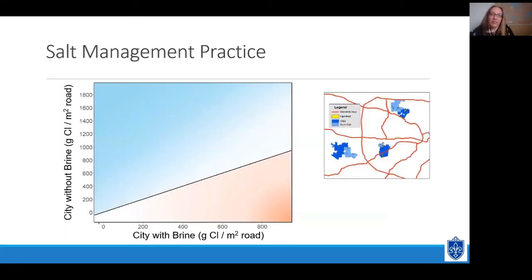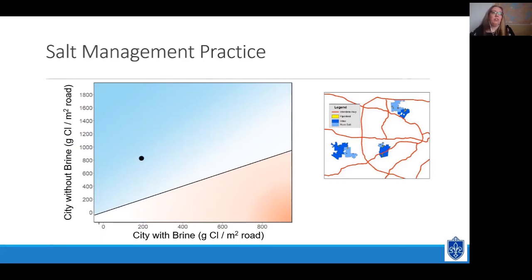So before I actually present the results, I want to guide you through what you're about to see. On both axes, I'm displaying the yield of salt conveyed during a storm event measured in grams per square meter. On the x-axis is the salt from the city that has brining, while on the y-axis is the salt from the same storm event from the paired city that does not have brine. Every point you see on the figure will represent one pair of cities during one storm event.